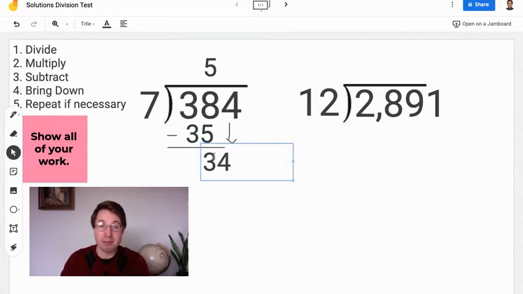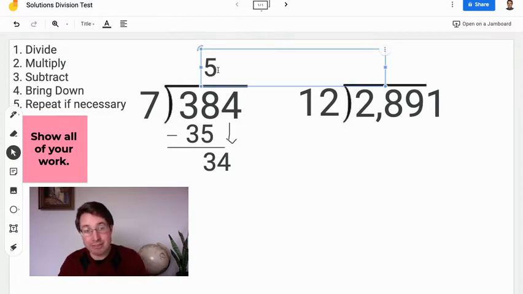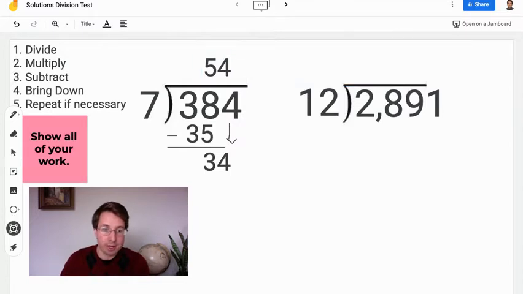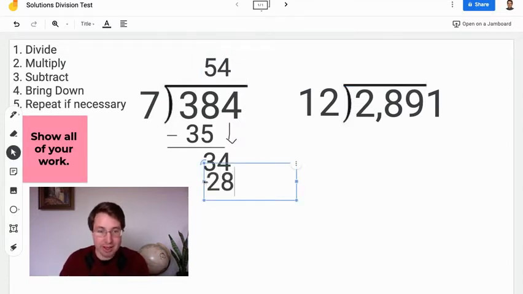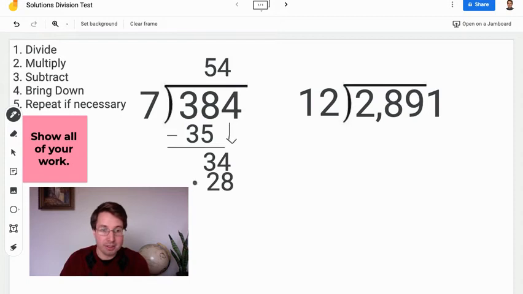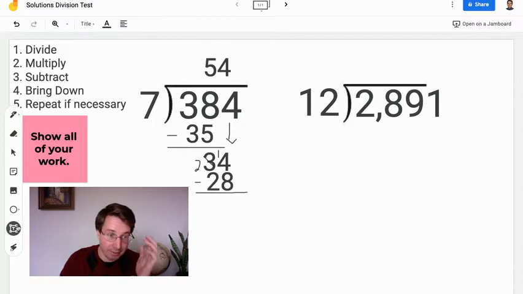How many times is 7 multiplied into 34? Well, we know that it's going to go in evenly 4 times. 7 times 4 is 28. 7 times 5 is 35, which is too much. So let's go ahead and put down our 28 here. Is there any left over that we still need to divide? Yes, there is. We regroup this 3, make it a 2, and then that makes this a 14. So 14 minus 8, we know is 6.